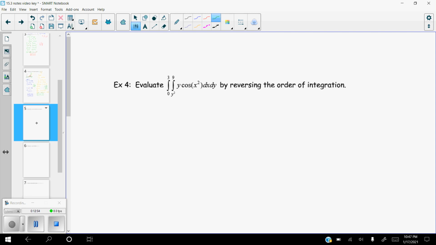Right now, your x is on the inside. So x varies from y squared to 9. So we can write that down. X is going to be in between y squared and 9. And the y part is going to go from 0 to 3. So 0 is less than or equal to y is less than or equal to 3. Okay, that's the way it stands right now. So what does that look like? Let's sketch that.